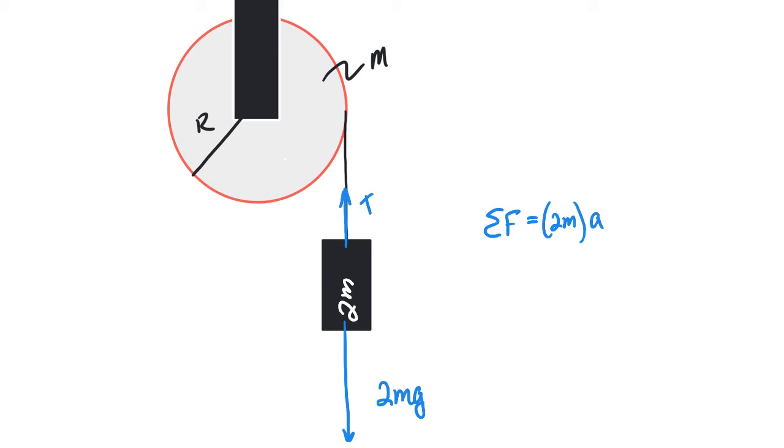We've done this kind of work before, and right now, if I make downwards positive for this, I think most of you remember that this would be 2mg minus what? Minus what? Can I get more of you? Tension. Thank you. Equals 2ma.